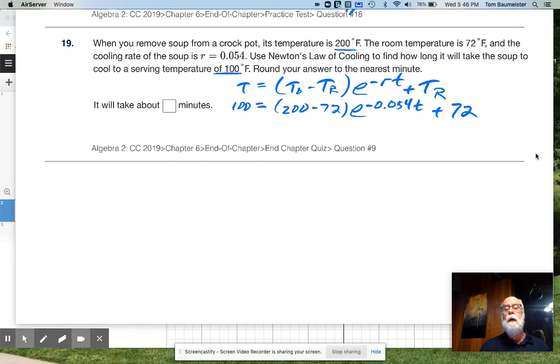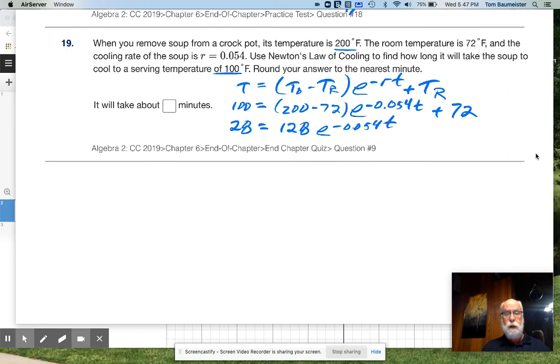All right. So now I'm going to subtract 72. So 100 minus 72 will be 28. Okay. 200 minus 72 is 128. And then we'll have E raised to the 0.054 T.